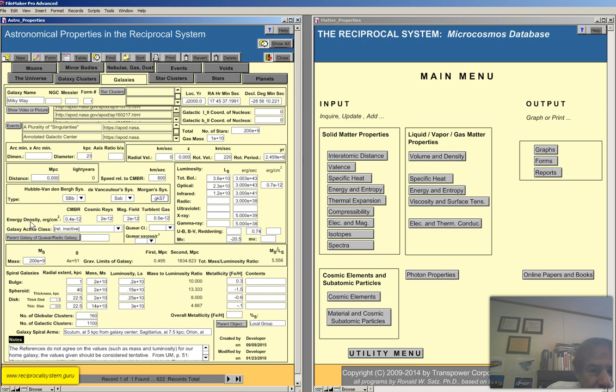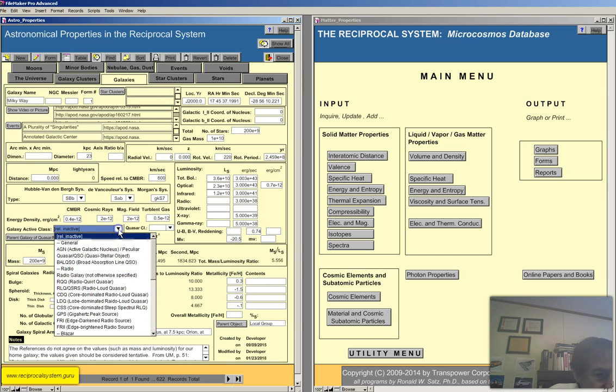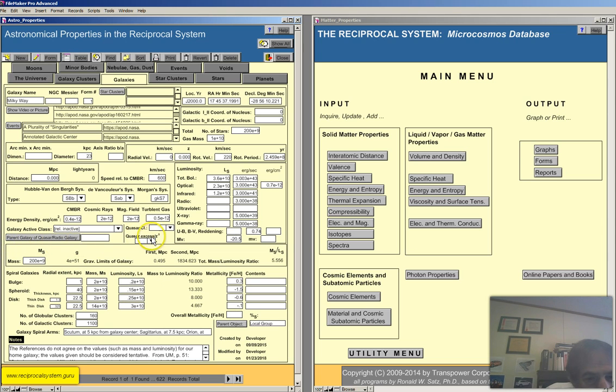The CMBR energy density in ergs per centimeter squared is 0.4 times 10 to the minus 12. Cosmic ray energy density is 2 times 10 to the minus 12. Magnetic field is 2 times 10 to the minus 12, and turbulent gas 0.5 times 10 to the minus 12. Galactic active class is relatively inactive as compared to many. Now look at all these choices you have. Lots of categories here. The quasars associated with it.